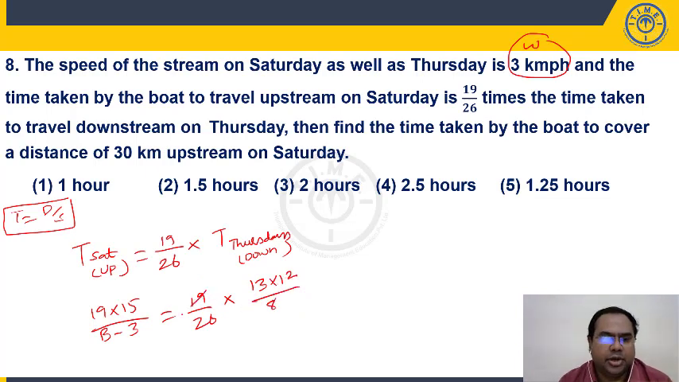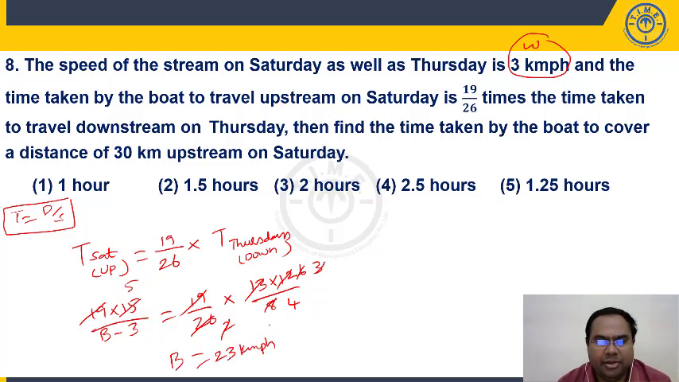Right. So 19 and 19 get cancelled. 13 goes 2 times here. Again 2 goes 6 times here. 2 4s, 2 3s, 3 goes 5 times. So B is equal to 20 plus 3, 23 kilometers per hour.